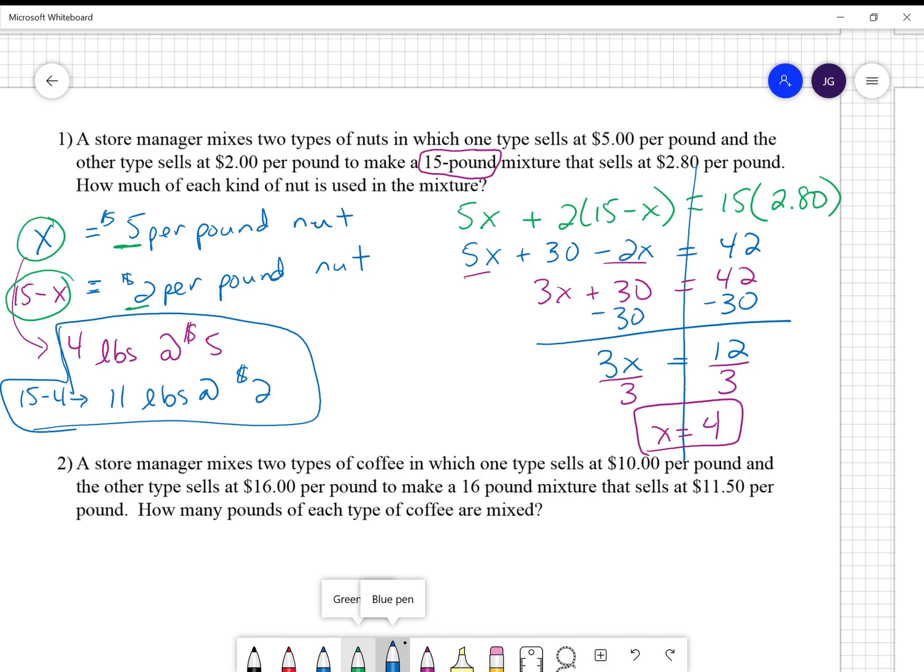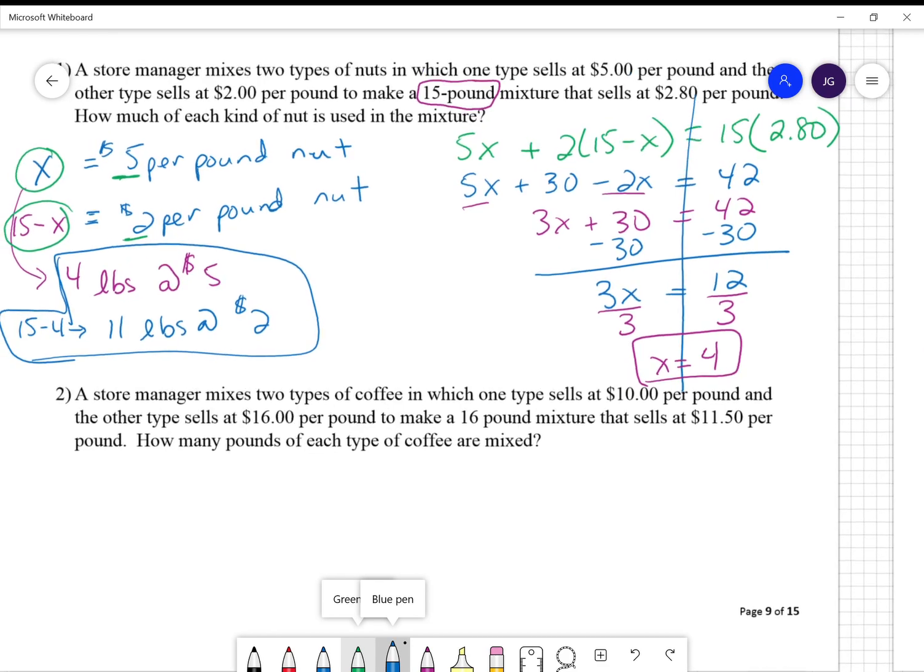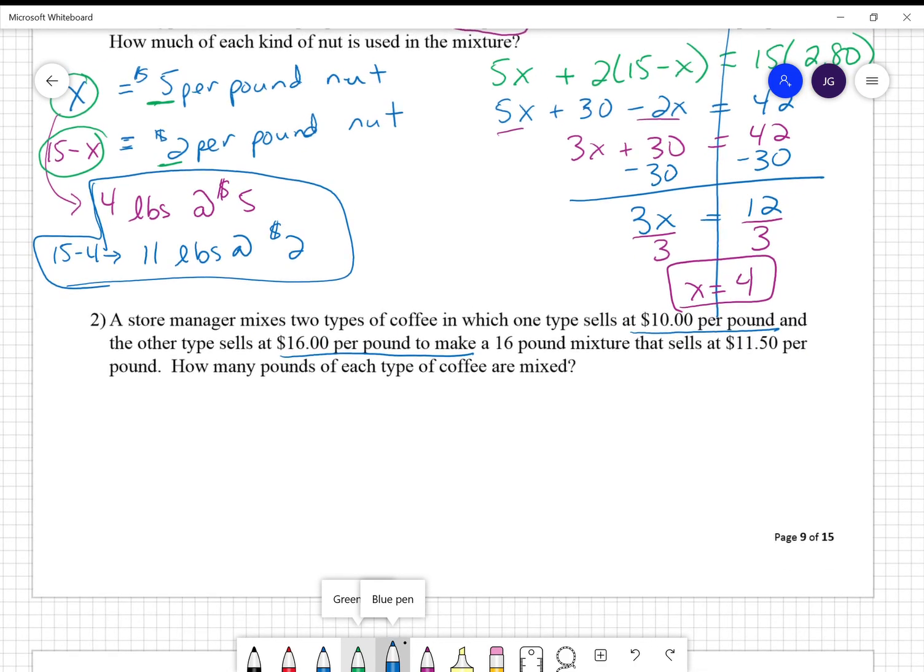Okay, the last one in this set of recordings. A store manager mixes two types of coffee, in which one type sells at $10 per pound and the other type sells at $16 per pound. Okay, so I'm just going to start there. I'm not even going to finish reading it. I am mixing a $10 per pound and a $16 per pound. How many pounds of each type? So I've got a $10 per pound coffee, and I have a $16 per pound coffee.